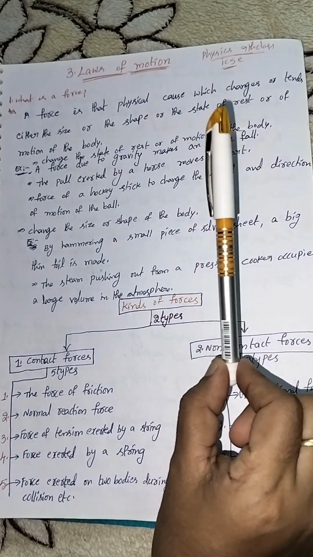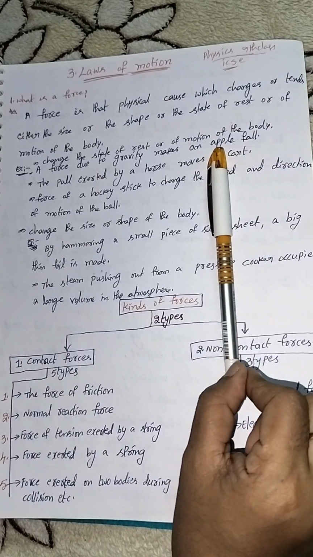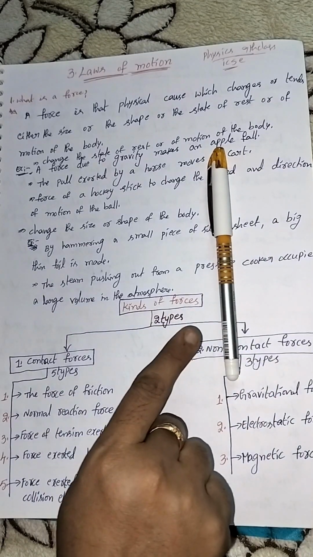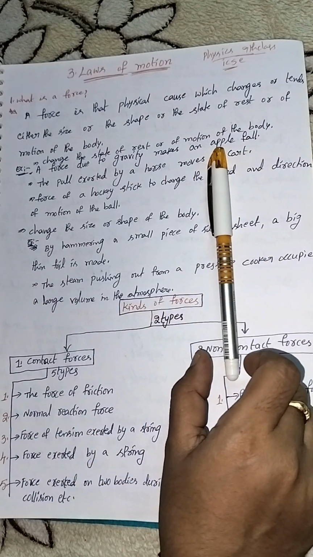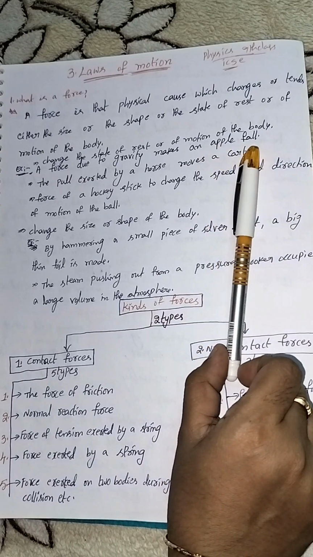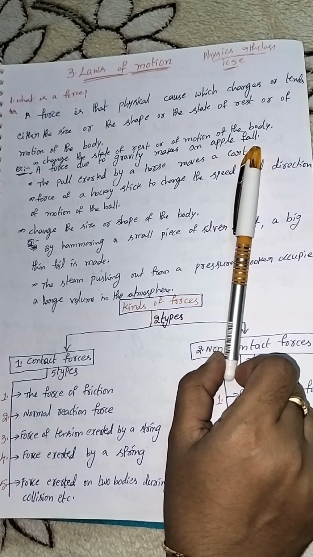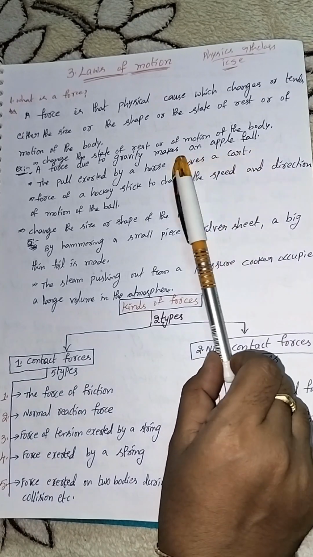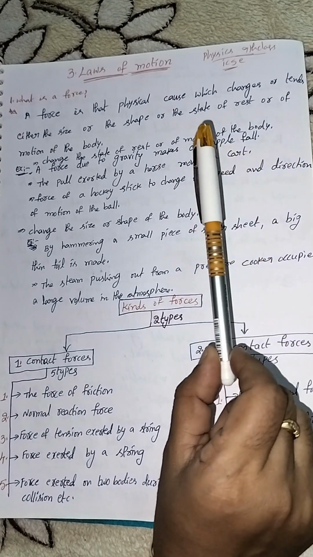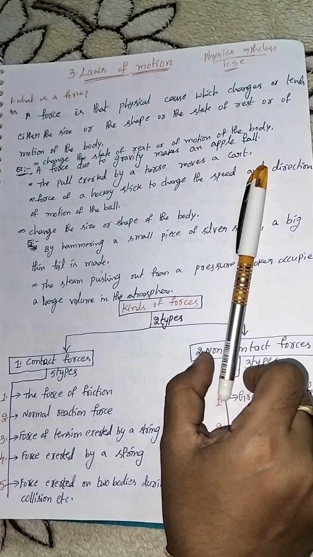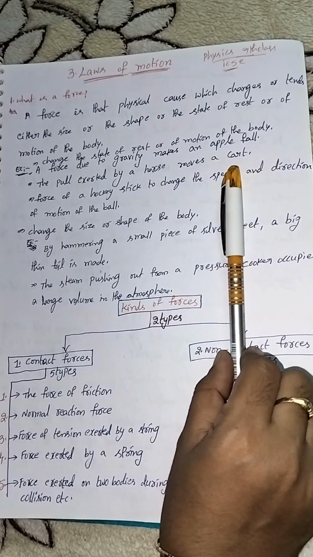For example, this is the pen I keep on the book. So this is in the rest position. So I use a small force. So the motion of the pen changes. So the force changes the state of rest or motion of the body.